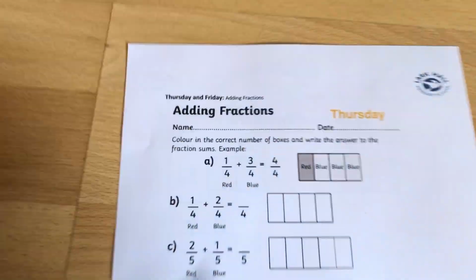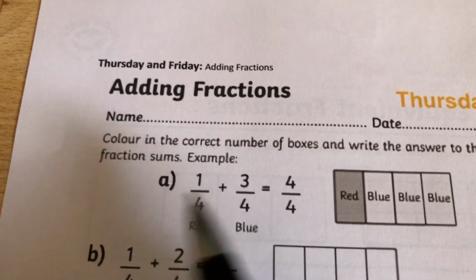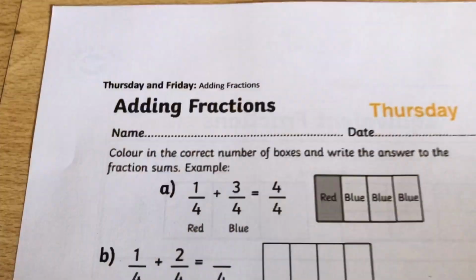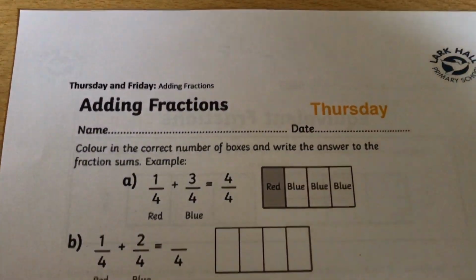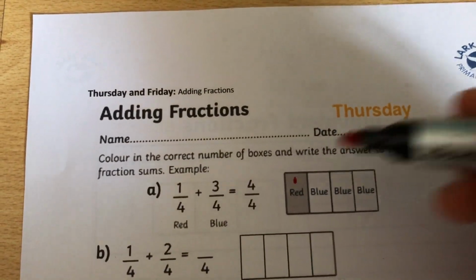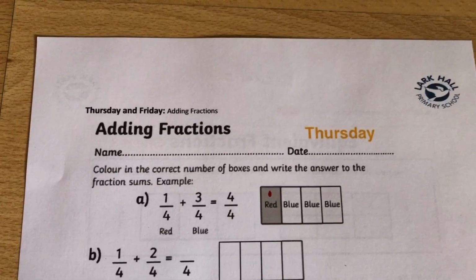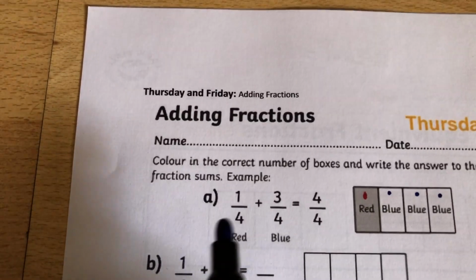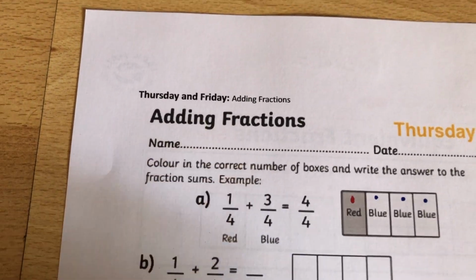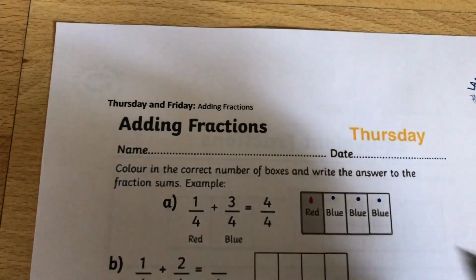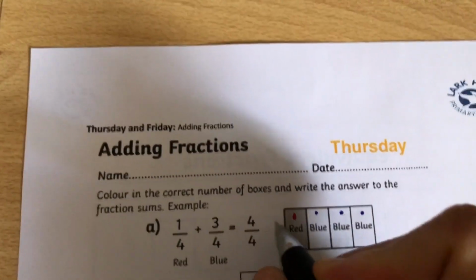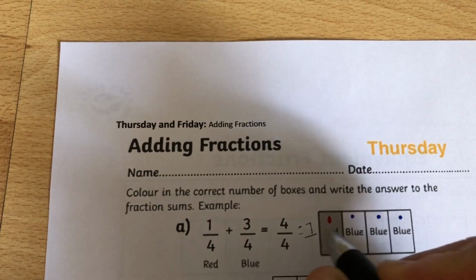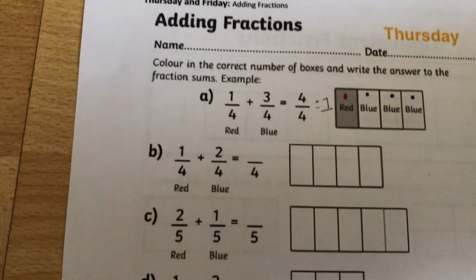So here's an example. We look at this diagram, it says 1/4 are red and 3/4 are blue. Let me make that a little bit more clear. 1/4 red, 3/4 blue. And that adds up to a total of 4/4, which takes up the whole thing. So you could even say that that equals 1 whole, or just 1.